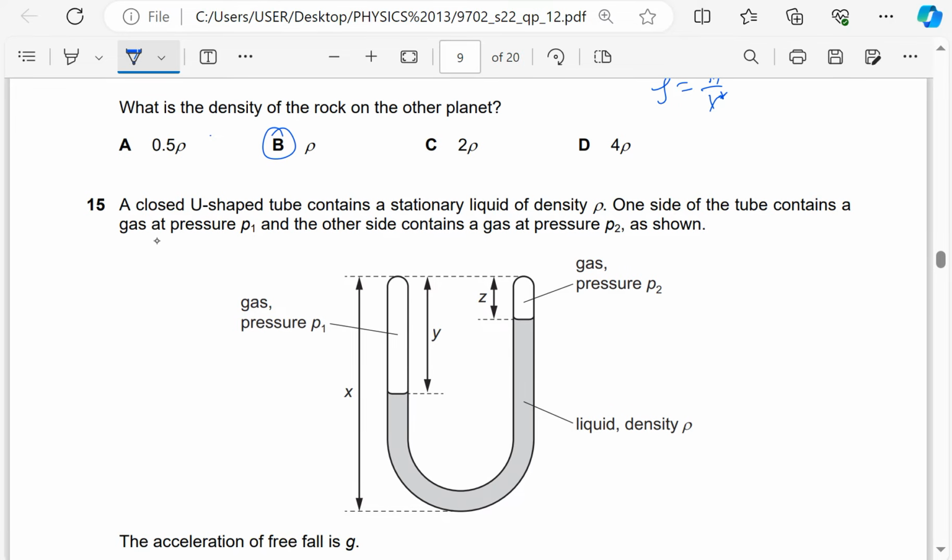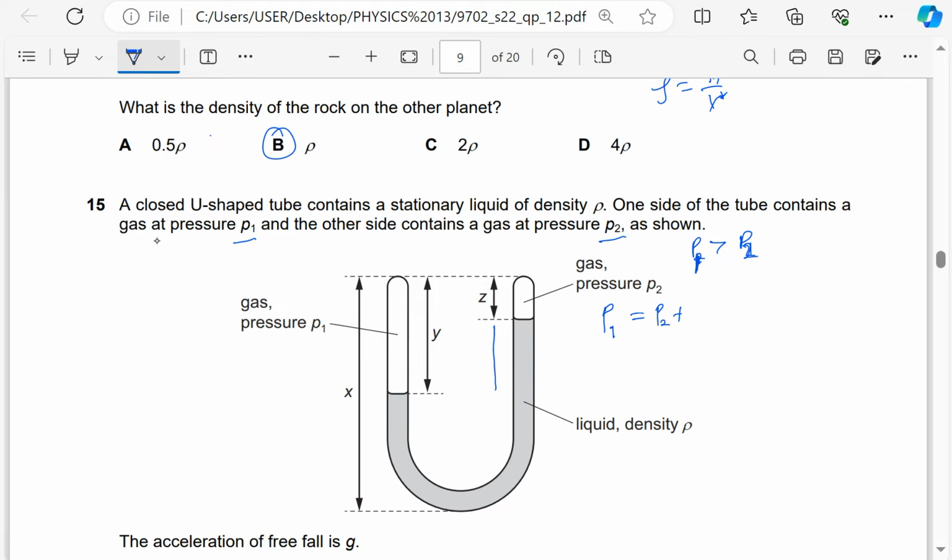A closed U-shaped tube contains a stationary liquid of density rho. One side of the tube contains a gas at pressure P1 and the other side contains a gas at pressure P2. From the diagram, you notice that P1 is greater than P2, because the liquid on this side is at a lower level than the liquid at the other side. So if I want to find P1, I'll have to get P2 plus the pressure due to the height.